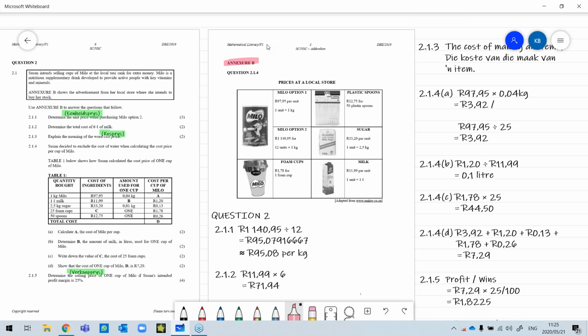So extremely important, let's have a look. Here's Milo option 2. Now, she paid 1,140.95 for 12 units. So what will she be paying for 1 unit? Therefore, we will take the total amount of 1,140 Rand 95 cents and we are going to divide it by 12, which is going to give you an answer of 95 Rand and then a long decimal.